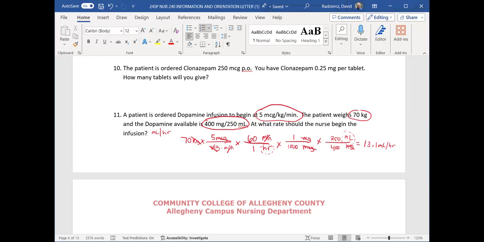You could actually go to another 240 test where I've done the review for this, and you could see that it's worded exactly the same way, and the answer key is 13.125, and that was wrong. So I will follow up with Professor Nanju, but I can give you some confidence that the correct answer is 13.1 milliliters per hour for this question.